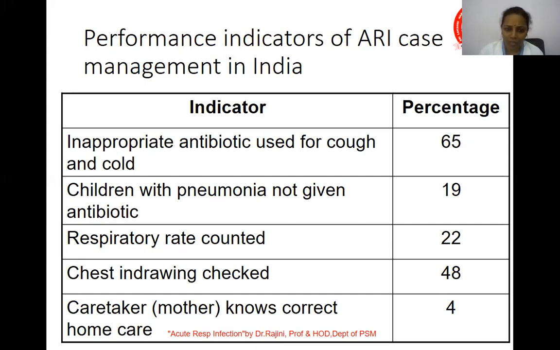We should always teach the healthcare worker as well as the mother to identify whether the patient has a mild cold and cough or is going in for pneumonia. We can educate them mainly by counting the respiratory rate, checking whether chest indrawing is happening, and counting the number of breaths per minute. With this we can identify whether the patient has a normal cold and cough or has gone in for pneumonia.